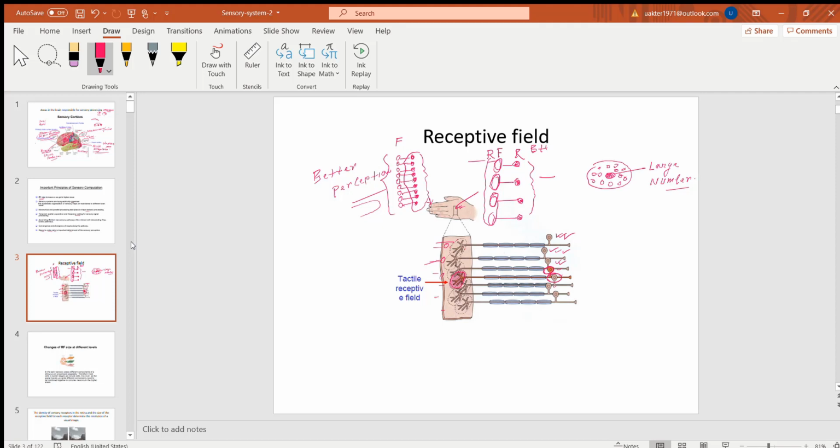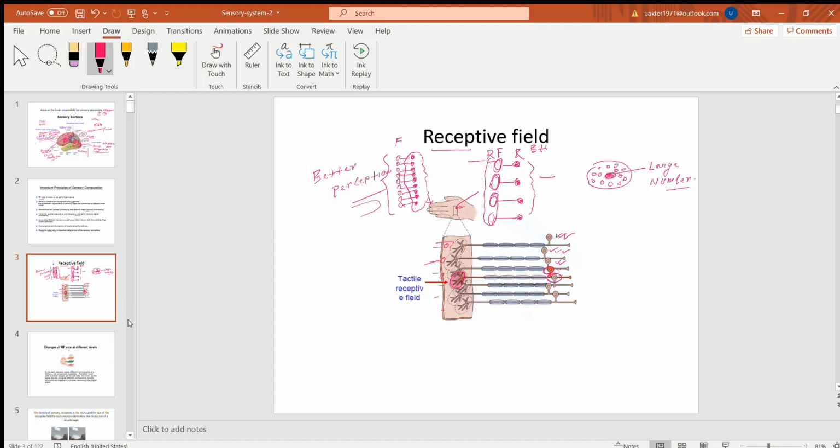That means what? The center part of the retina has the highest acuity, the ability to see, right? So you see, the number of receptors is not the same everywhere, and where you have a smaller receptive field, in that area you have more receptors and the perception is better. Makes sense? So that is the location and the size of the receptive field.